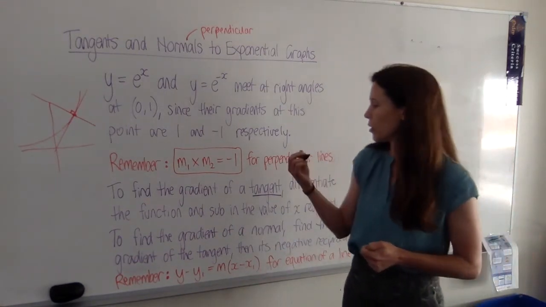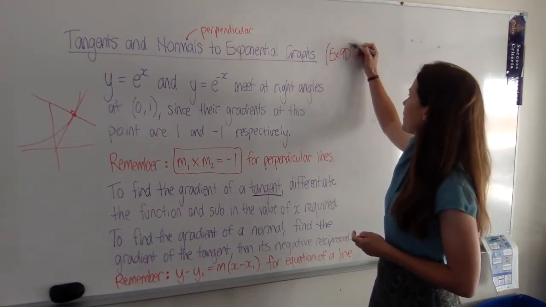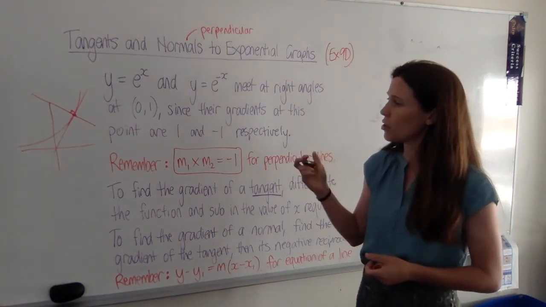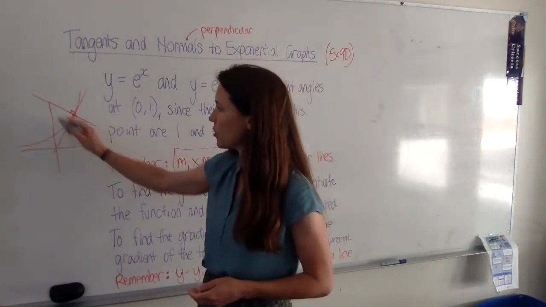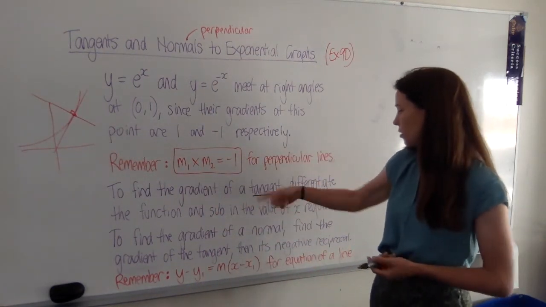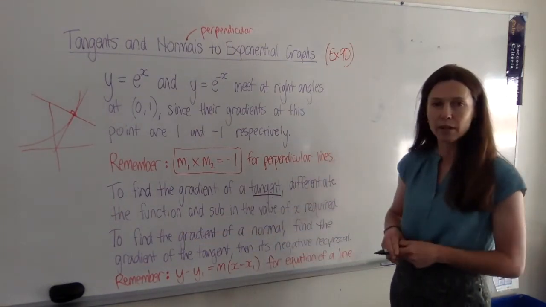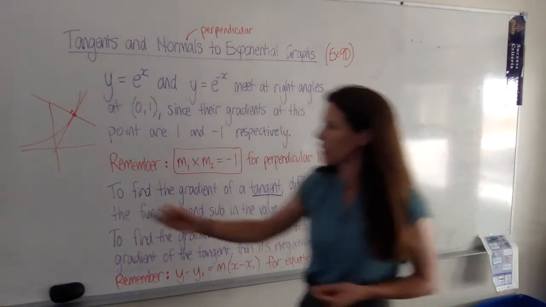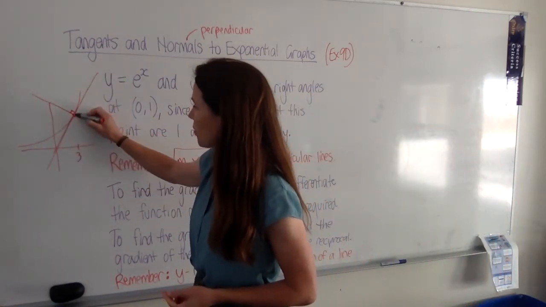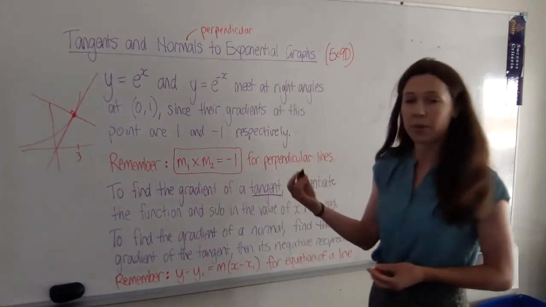Now, for the rest of our exercise, we're working on exercise 9D at the moment, we need to be able to find the equation of a straight line that is either a tangent or a normal. So let's write this down. To find the gradient of a tangent, we need to differentiate the function and then sub in the value of x required. So if we're asked to find, say, the tangent to a curve when x equals 3, then of course we want the gradient of this line when x is equal to 3. We start with the gradient.